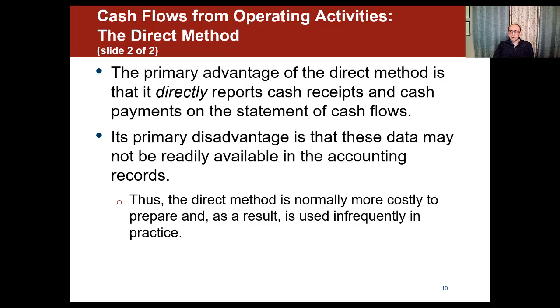So the primary advantage of the direct method is that it directly reports cash receipts and cash payments on the statement of cash flows. Its primary disadvantage is that these data may not be readily available in the accounting records. Therefore, the direct method is normally more costly to prepare, and as a result is used infrequently in practice. So in real life, most companies prepare the indirect method. And what's really interesting, generally accepted accounting principles say if you use the direct method, then you have to support it with the indirect method. So you'll have to end up doing the indirect method anyway.